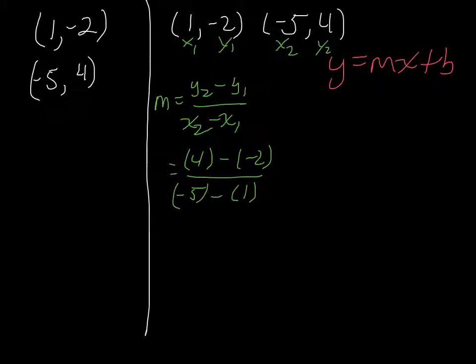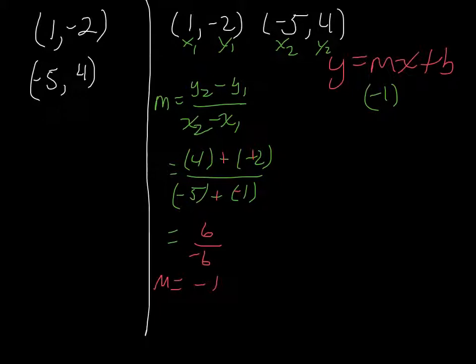And so here I get 4 minus negative 2. That tells me to keep change. So I get 6 over keep change, negative 6, which is equal to negative 1. So slope is equal to negative 1. So now I know that this right here is equal to negative 1.